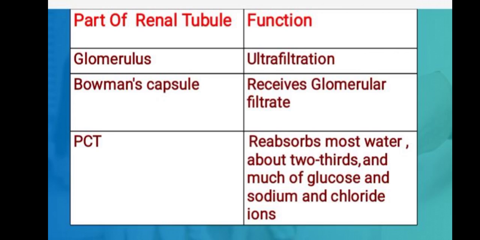We can summarize the function of various parts of a nephron with the help of this table. First column gives us the various parts of the renal tubule. Second column tells us the function. Glomerulus is involved in ultrafiltration. Bowman's capsule receives glomerular filtrate. Proximal convoluted tubule is involved in reabsorption of most water, about 2/3, that is 85%, and much of glucose and sodium ions and chloride ions.